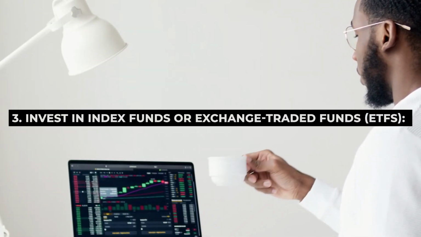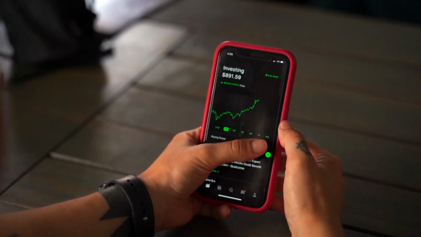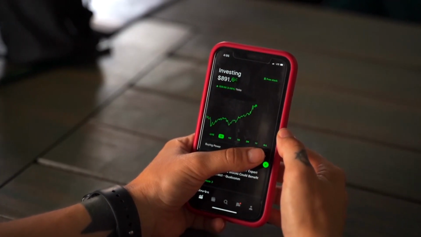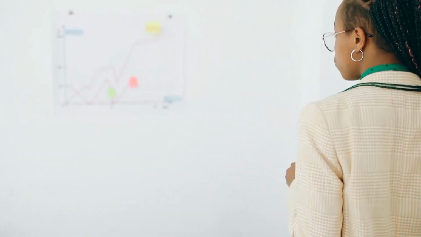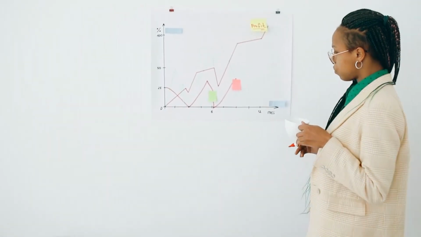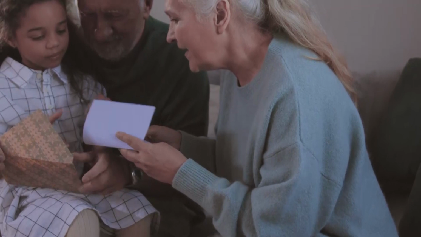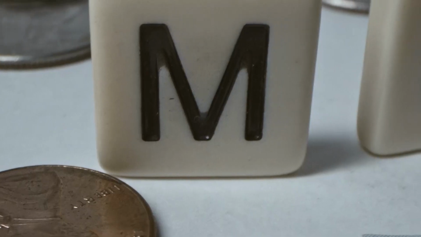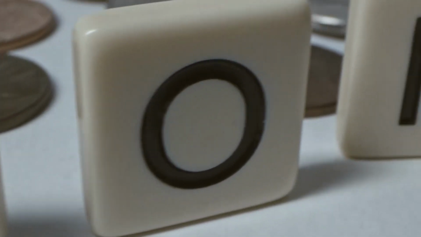3. Invest in index funds or exchange-traded funds, ETFs. These passive investment vehicles provide diversification and low-cost exposure to a broad market index. They are suitable for investors seeking long-term growth and are a popular choice for beginners.